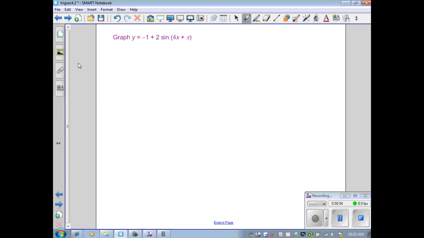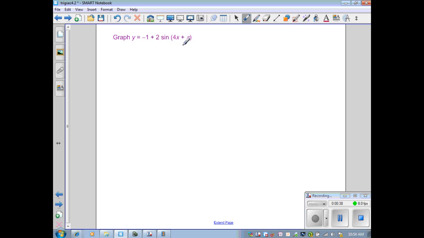The next function, y equals -1 + 2 sine of 4x plus pi, gets a little bit more complex. Here we have a term outside of our function that is a -1. That means I'm going to have a vertical shift. My interior function, the variable, has a constant other than a +1, so I need to factor to determine the period and also to determine the phase shift, and then I also have an amplitude to deal with. So we have multiple things going on. Remember, when this is not a constant of a +1, I need to factor first.